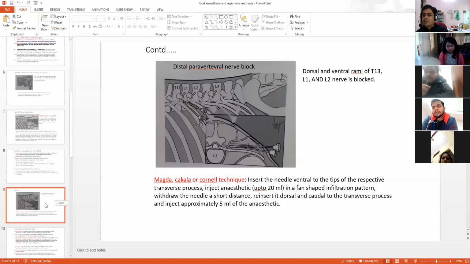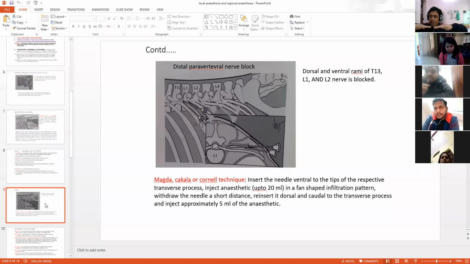Now this is the distal paravertebral nerve block, in which the dorsal and ventral rami of T13, L1 and L2 are blocked. This is dorsal. Now you see here the angle of penetration. In the proximal paravertebral nerve block, the angle of penetration was 90 degrees to the transverse process. But here you insert the needle ventral to the tips of the respective transverse processes.